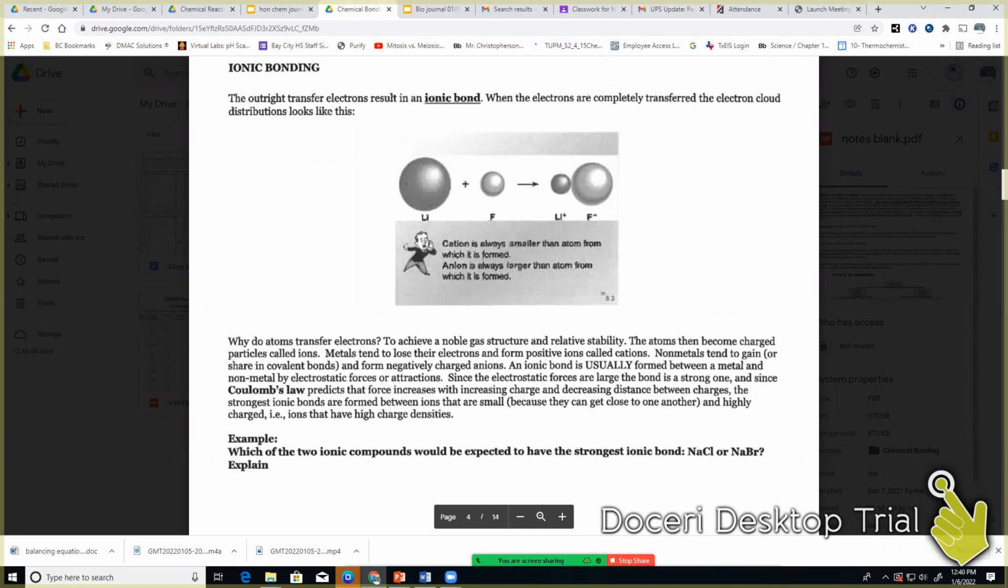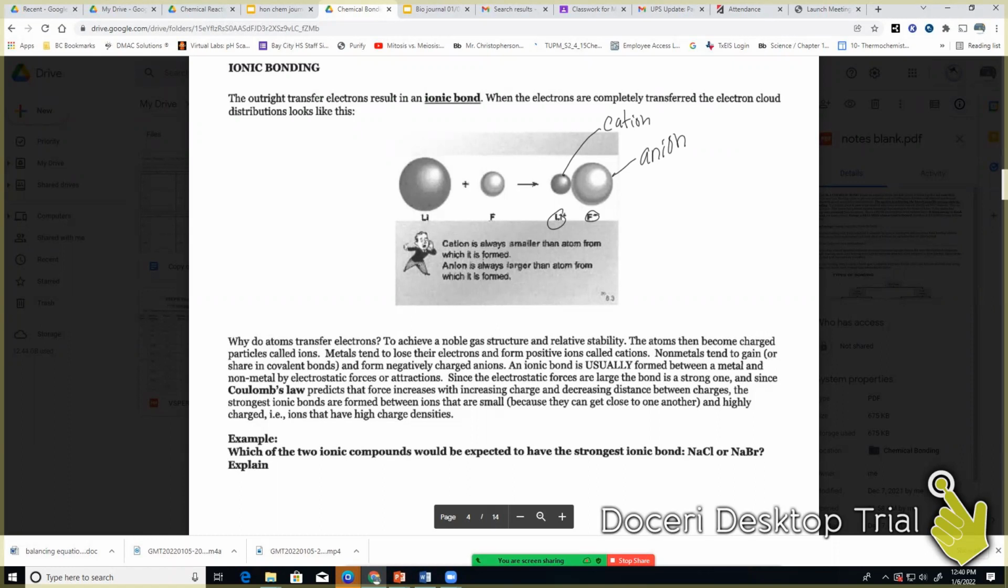And so this is what it ends up looking like as far as how they will organize themselves. Remember, this one is going to be the anion because it's gained electrons and it'll get larger. And this one would be the cation because it's always going to be the smaller one. Even if they weren't labeled, you should be able to tell that if you're given some type of structure.